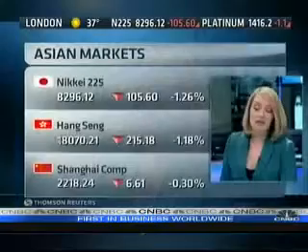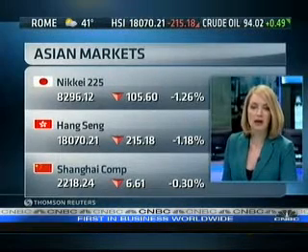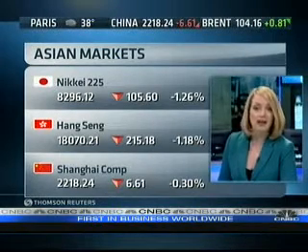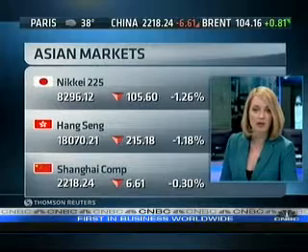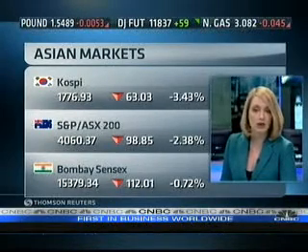So Asian markets have been reacting rather negatively to the news of the death of the North Korean leader. The Nikkei took more of a dive during the trading day, pulling back a little bit, but down by nearly 1.3%. The Hang Seng down by 1.2%. The Shanghai Composite losing 0.3%. Red arrows right across the Asian markets.